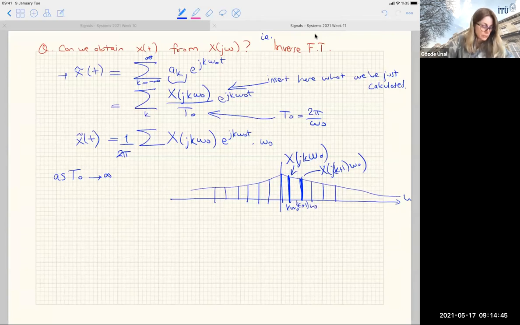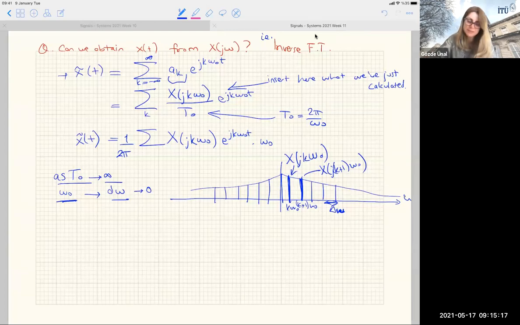And as T0 goes to infinity, we said I can treat this as differential, or delta omega 0. As T0 goes to infinity, my ω0 I can treat as delta omega or dω, and that will go towards 0. It's going to be a differential frequency element. This is a little bit of calculus, not very rigorous, but it still makes a lot of sense. kω0 I can treat as my continuous omega variable.